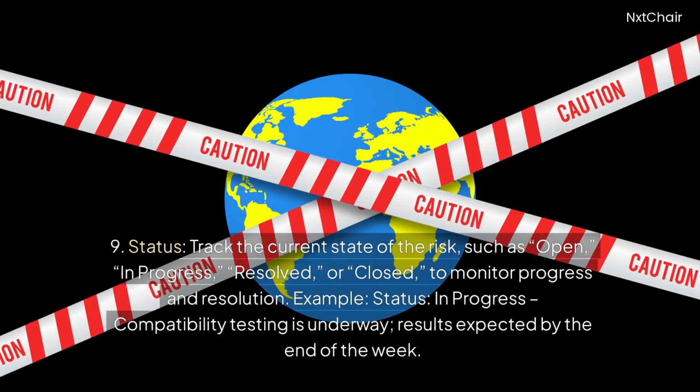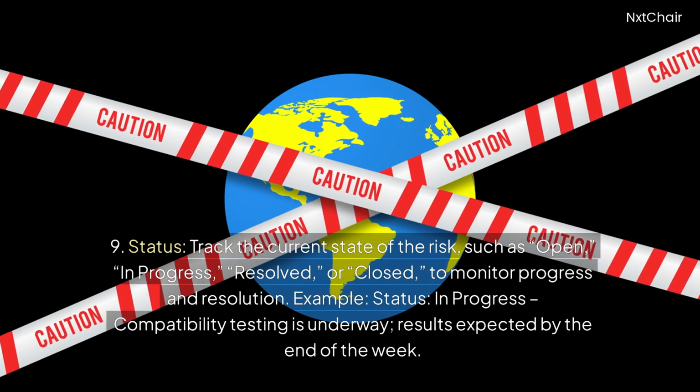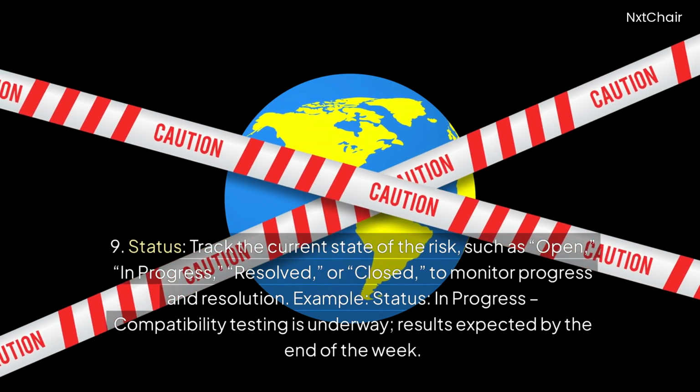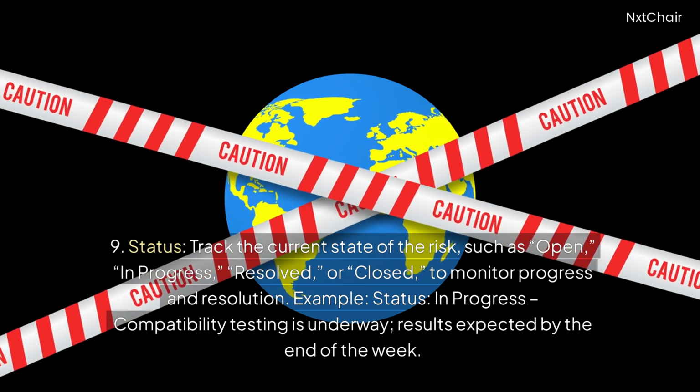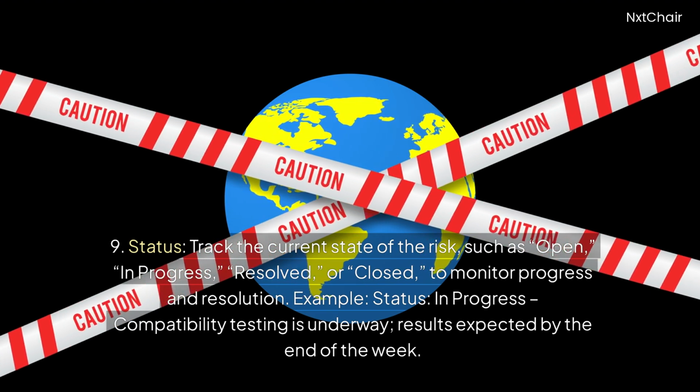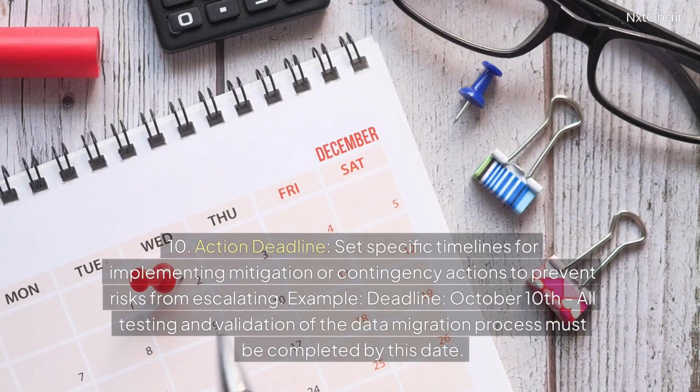9. Status. Track the current state of the risk, such as open, in progress, resolved, or closed, to monitor progress and resolution. Example: status, in progress, compatibility testing is underway, results expected by the end of the week. 10. Action deadline.